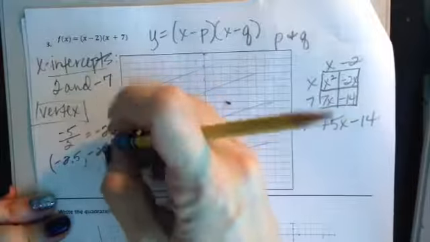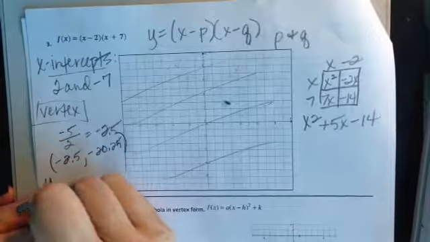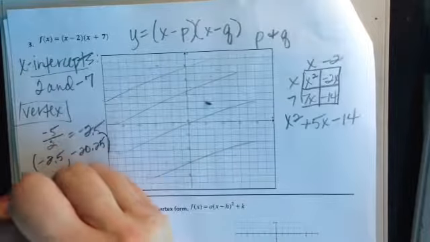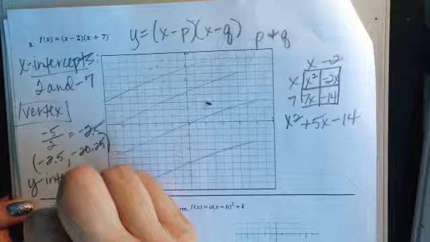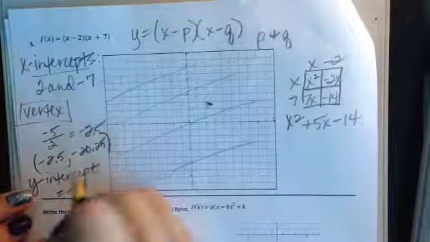The other piece that I believe I asked you for was also the Y-intercept, which I know now from my vertex form is sitting at negative 14. I'll come back and start number 4 and 5 in another video.